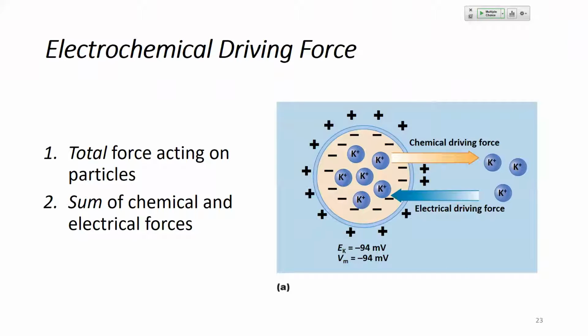Okay, so that pretty much sums up us differentiating the chemical driving force and the electrical driving force. And now we're really going to start to put these 2 forces together and talk about the electrochemical driving force. So this is the sum of the chemical and the electrical driving forces. Okay? We talked about them separately, but I really want you to understand that in reality, the movement of particles across a membrane is under the influence of both these forces at the same time. Okay, so in reality, both of the forces affect the movement of particles across a membrane.